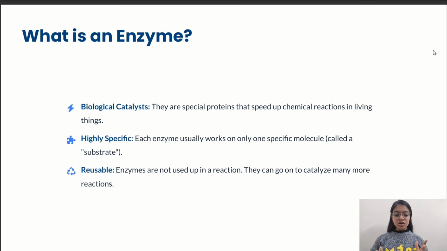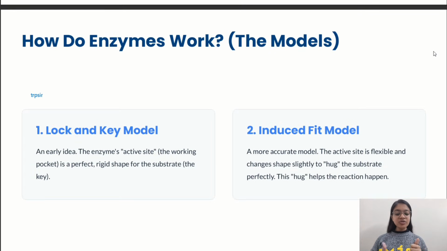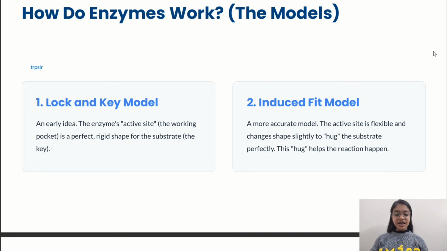All enzyme action boils down to one critical location on the enzyme structure, that is the active site. The active site is a unique pocket or groove where the enzyme's target molecule, called the substrate, binds. Early scientists described this interaction using the lock and key model, suggesting the enzyme, that is the lock, was rigid and only the perfect substrate, that is the key, could fit. However, a more accurate model, and the one we use today, is the induced fit model.